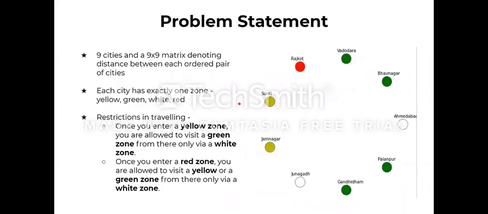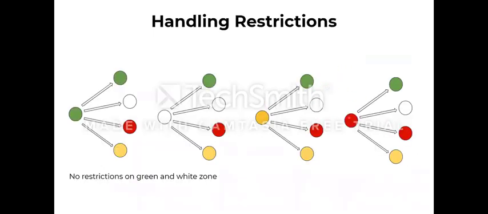But we do have some restrictions. The first restriction is that once we enter a yellow zone, we are allowed to visit a green zone from there only via a white zone. The second restriction is that once we enter a red zone, we are allowed to visit a yellow or a green zone from there only via a white zone. Let us have a look at how we can handle these restrictions.